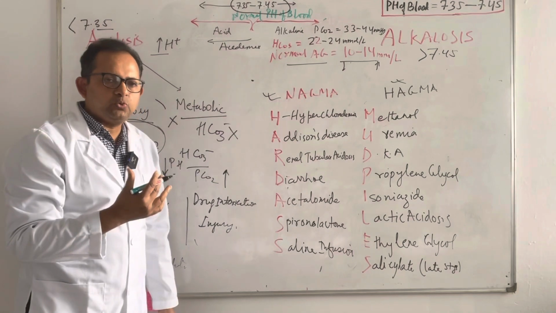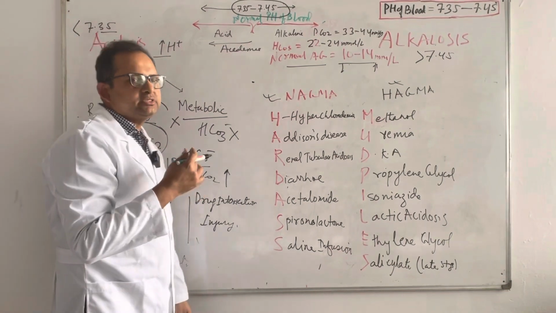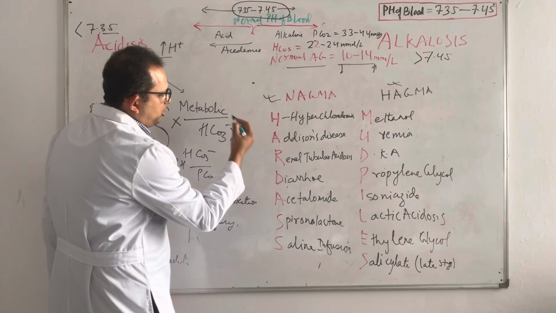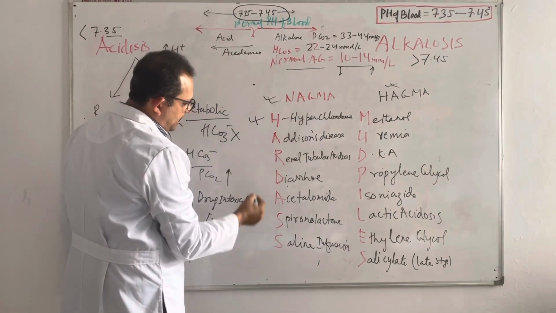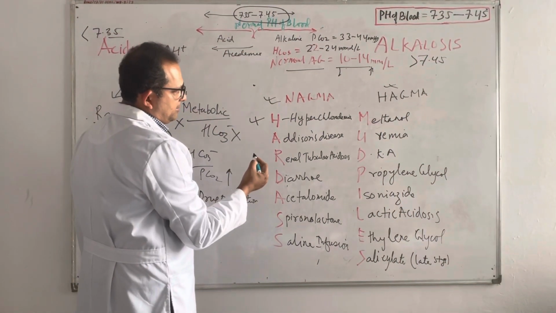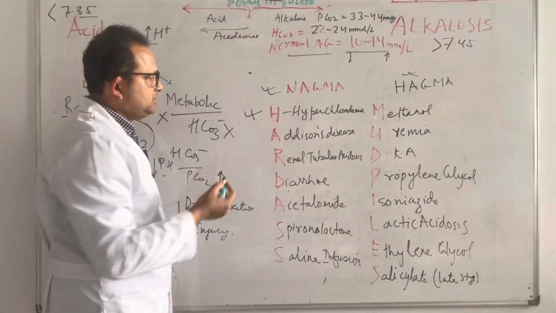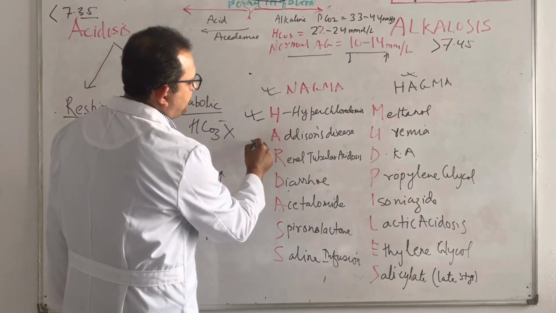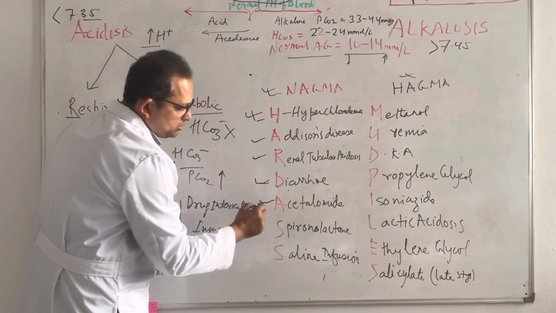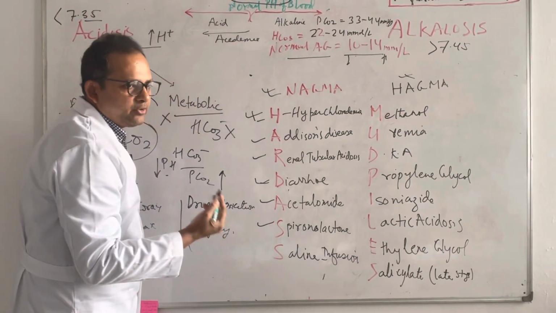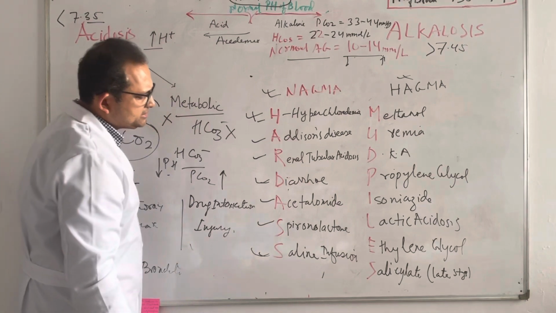So what are the diseases which cause normal anion gap metabolic acidosis, and what are the diseases which cause high anion gap metabolic acidosis? For normal anion gap acidosis, I have made a mnemonic, and that is HARDASS. That is a mnemonic for NAGMA, and it is very useful for your NEET PG exams, because this will be asked, and if you remember it, you will not miss the disease. H for hyperchloremia, A for Addison's disease, R for renal tubular acidosis, D for diarrhea, A for acetazolamide, S for spironolactone, the diuretic we use, and that causes NAGMA, and S again for saline infusion.